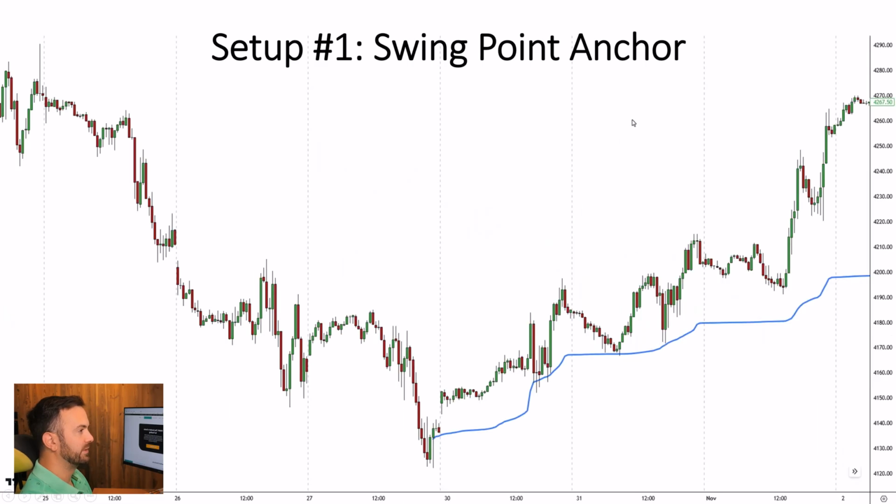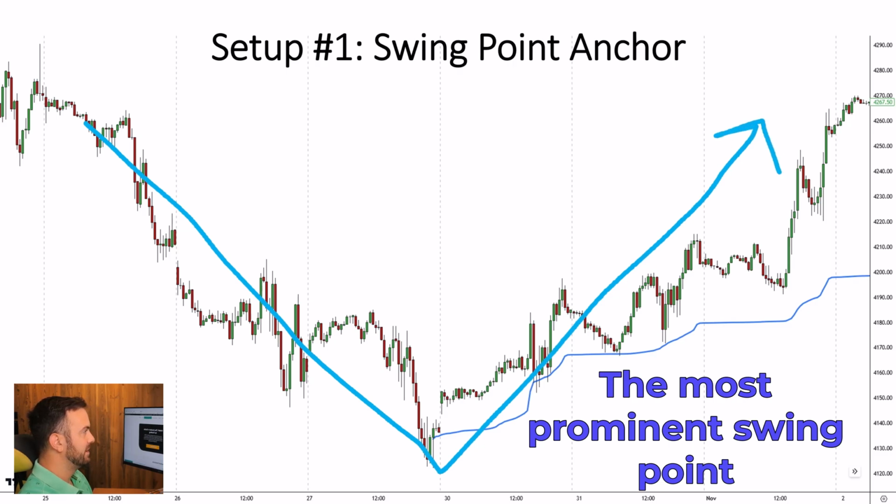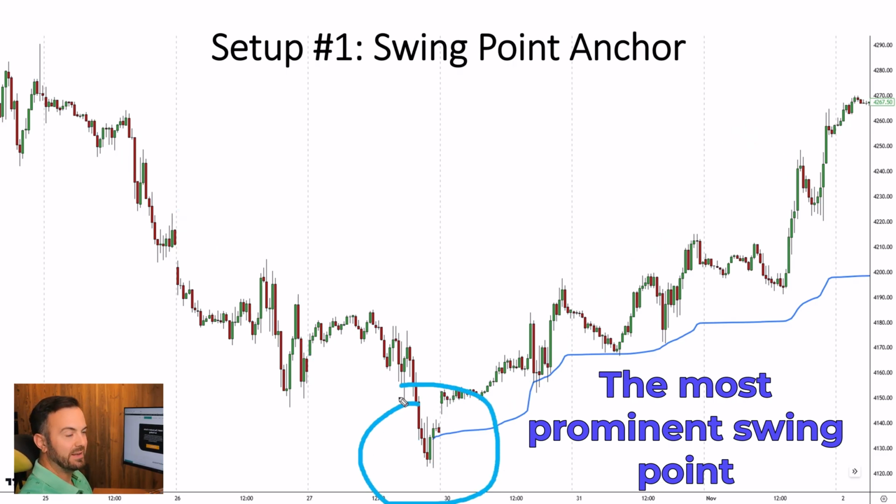That's why this works. Now here's another example. Take a look at this chart, and right here, this is the most prominent swing point, right? Because this is basically where the downtrend ended and the uptrend started. So this is the most important place, the most important swing point on this chart. And everybody who is trading on this chart, on this instrument and on this time frame sees that. And they base their trading decisions around that, right?